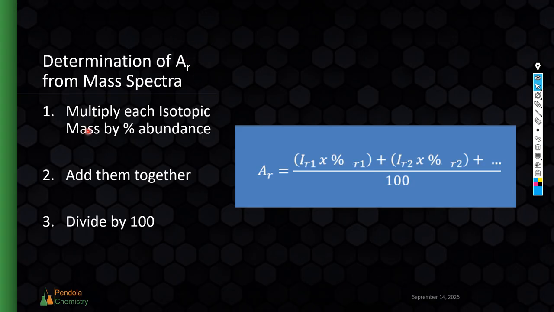We multiply each isotopic mass of each isotope by its percent abundance. Then we add them together and divide by 100. So why these steps? We multiply each percentage of the isotopes times its isotopic mass because the atomic mass is a weighted average. Now, what is a weighted average? Because that is an important word. So it's a weighted average.